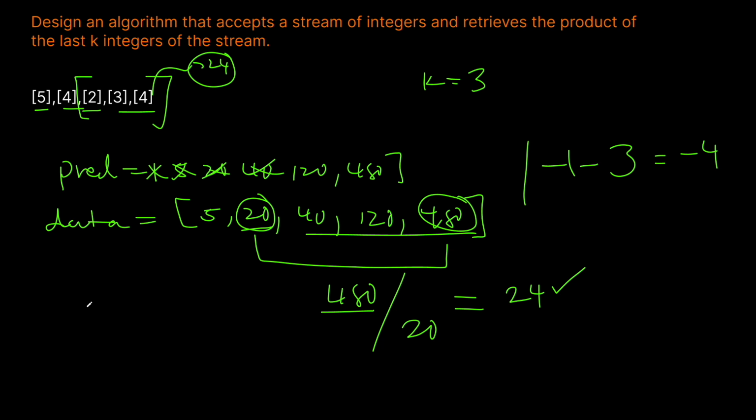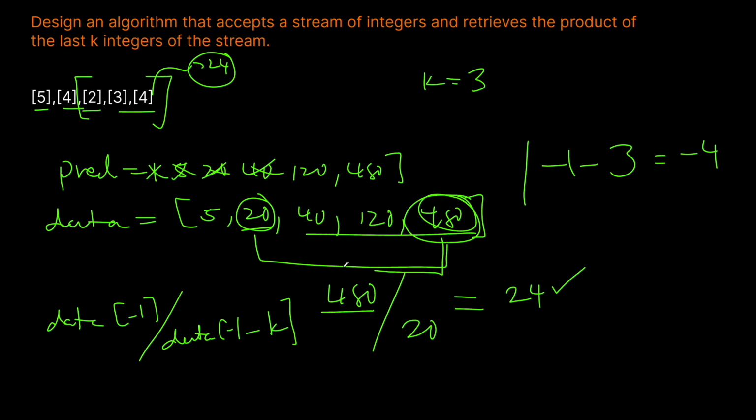Whatever it asks us, we want to divide the last element in our data here. So it's always going to be data[-1] divided by whatever data[-1-k] is, right? And this value will be the element that we want to divide by in order to figure out the difference in between them of those products. And this will work for us.